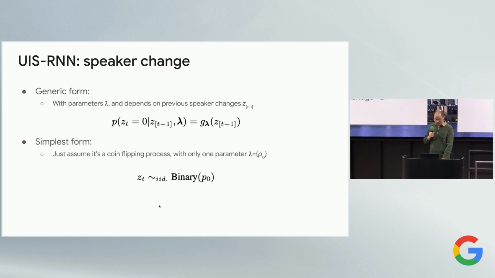So let's talk about the 3 different parts one by one. The first one is the speaker change. In general, you can use the generic form, but for simplicity, in the experiment we did, we just assume the speaker change Z follows a distribution that's like a coin flipping, with a constant parameter P0.